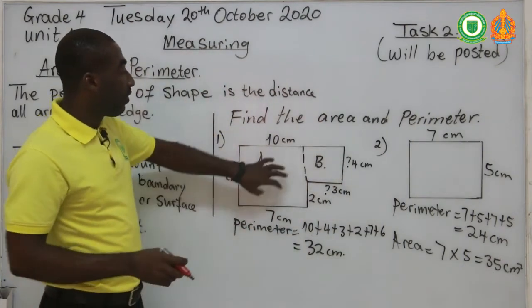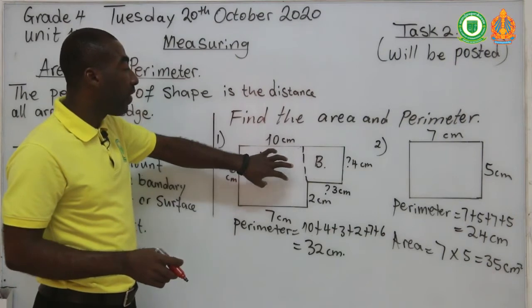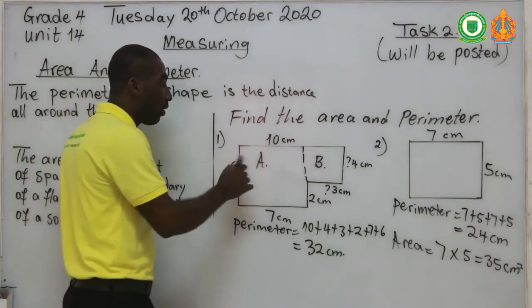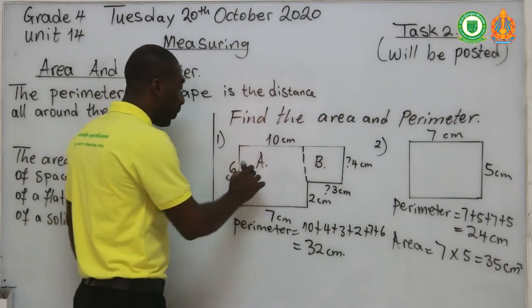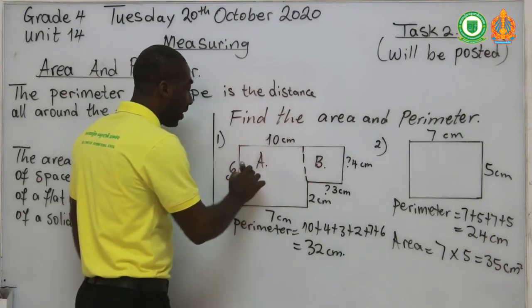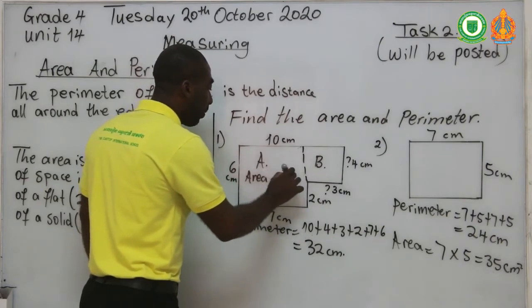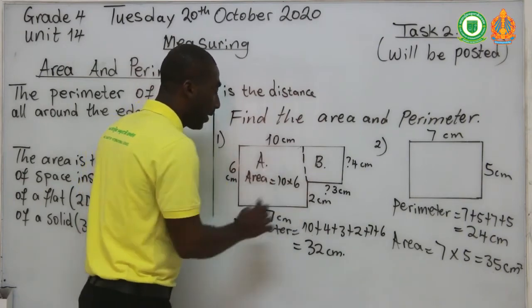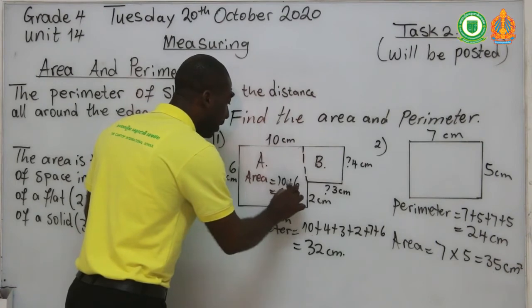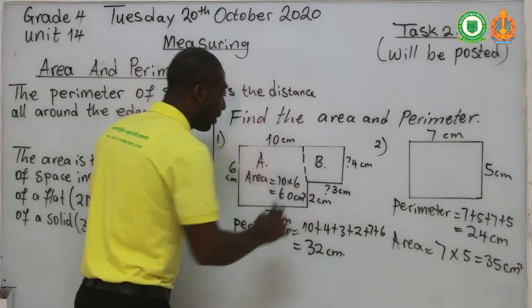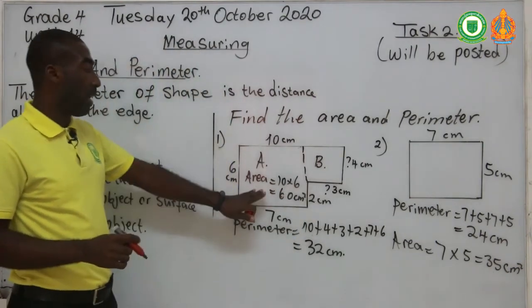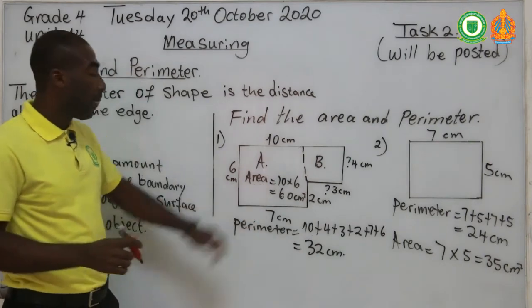So first we need to find the area of A. Okay, so the area of A, we still represent this with area, okay? So area of this is going to be 10 multiplied by 6, and that will give us 60 centimeters square. So that will be our area.